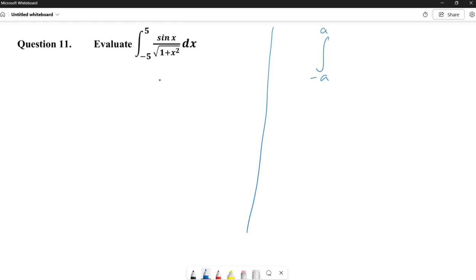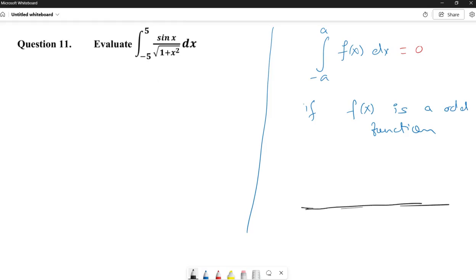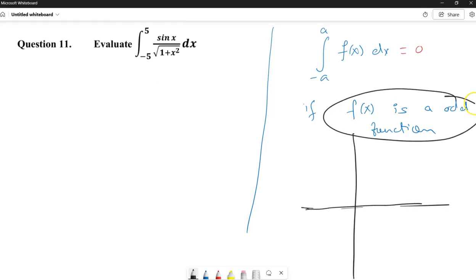There's a property: if we have an integral from -a to a of a function, and f of x is an odd function, then this integral is equal to 0. Visually, this is very easy to see. If f of x is an odd function, it is symmetric with respect to the origin. An example of this kind of graph would be something like this, right?